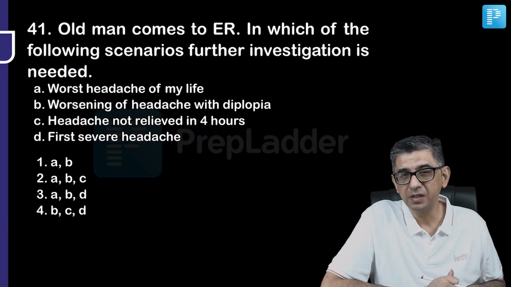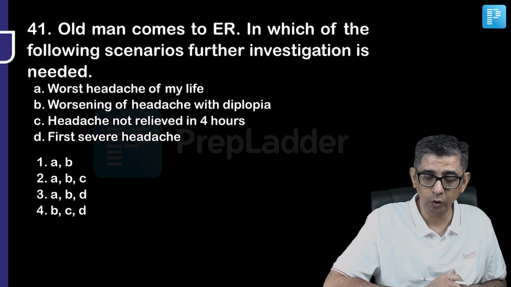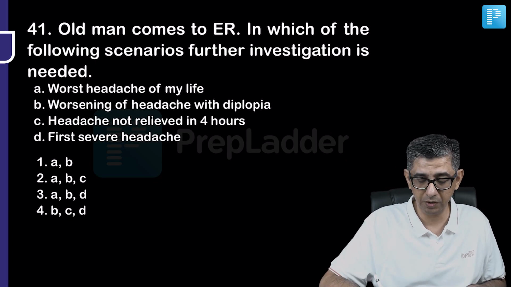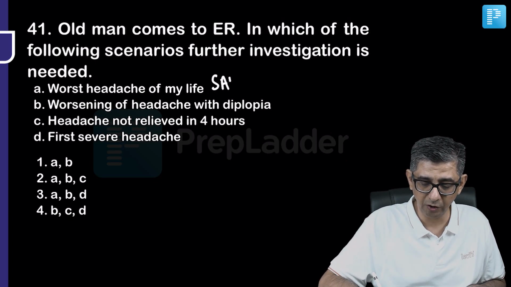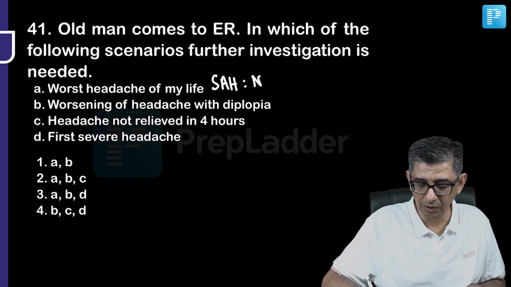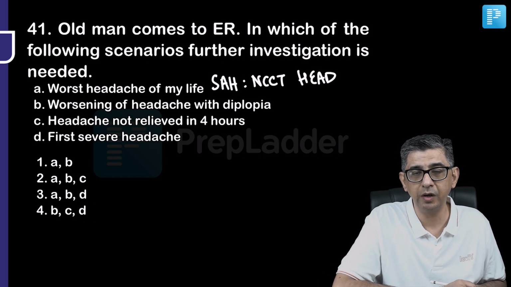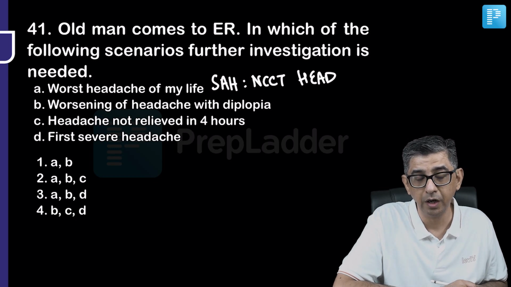The next question says an old man comes to the emergency room and asks in which scenario would you do further investigation of the patient. So in the first one, worst headache of my life points to subarachnoid hemorrhage. So I would like to do a non-contrast CT head so that I can demonstrate blood in the sylvian fissure so that the diagnosis can be made and nimodipine in the patient can be started.